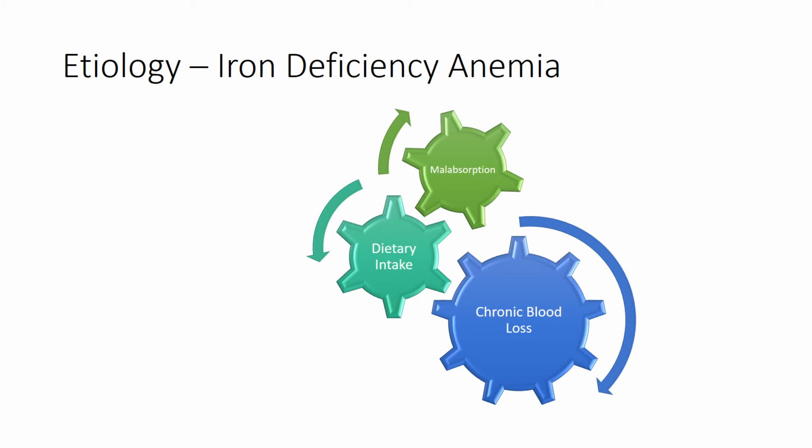Dietary intake of iron is another reason for iron deficiency anemia. In the United States, most individuals receive enough iron in their diet. There are some individuals that are at risk. These include toddlers, adolescents, particularly when they're growing, and pregnant women. Malabsorption can also be a cause of iron deficiency anemia. Any gastrointestinal disease that interferes with the absorption process of nutrients can lead to a decreased iron absorption.